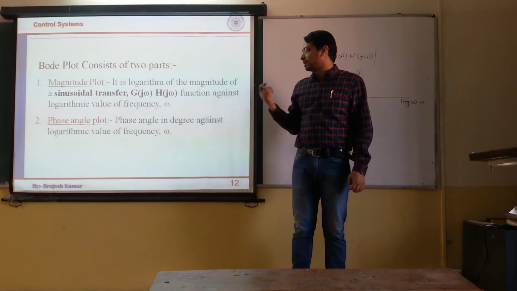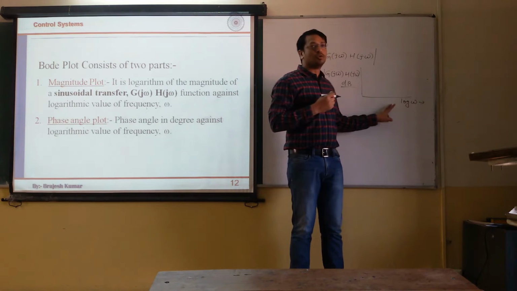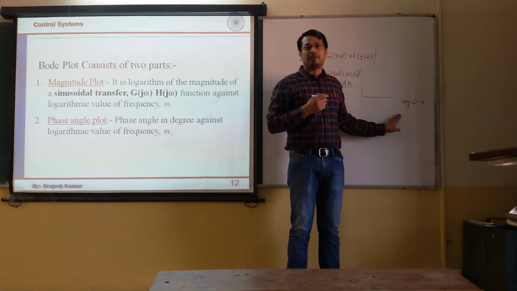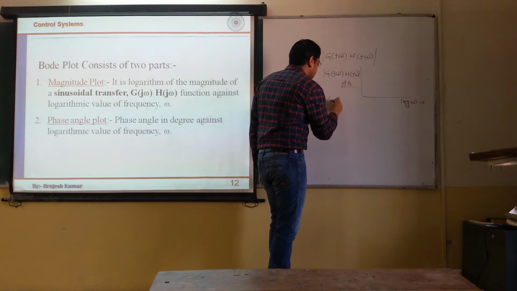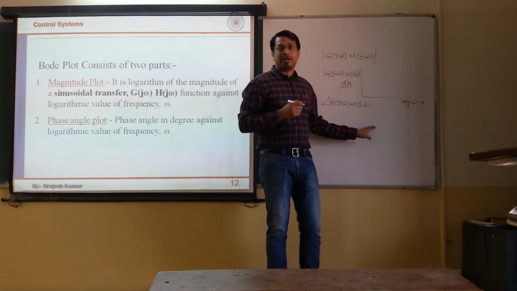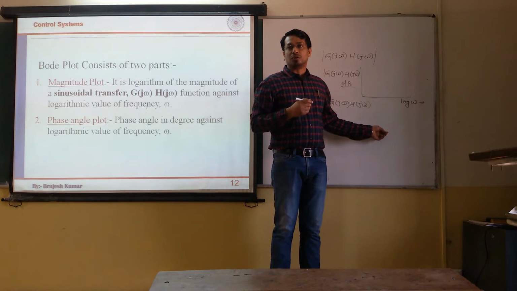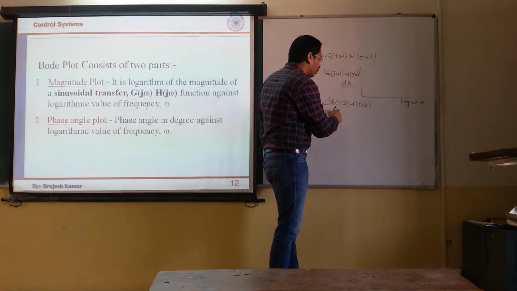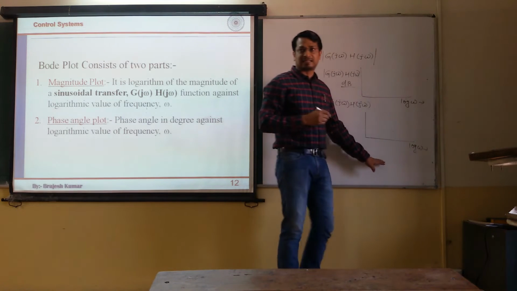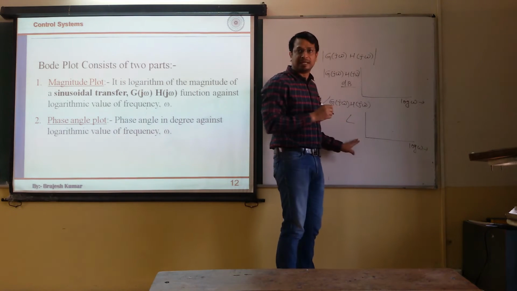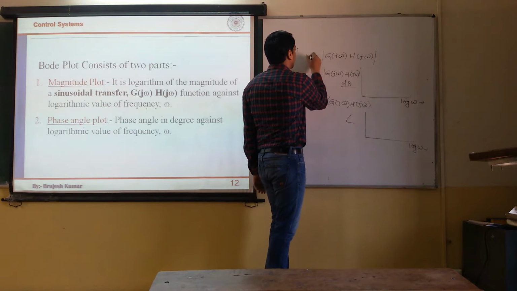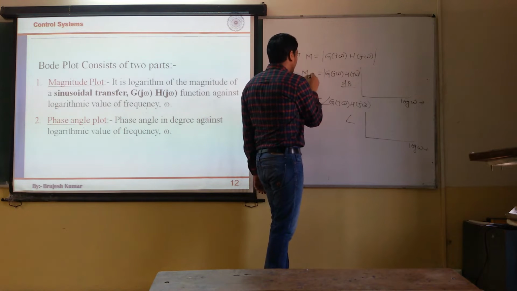The second part of this plot is the phase angle plot. You will use the same x-axis of log omega and you will find the angle, that is angle of G(jω)H(jω), when your omega changes from 0 to infinity, correct? And you will plot this, but once again you will take log of omega as the x-axis and this angle in degrees. I am going to say this is phi and I am going to say this is magnitude M in dB.